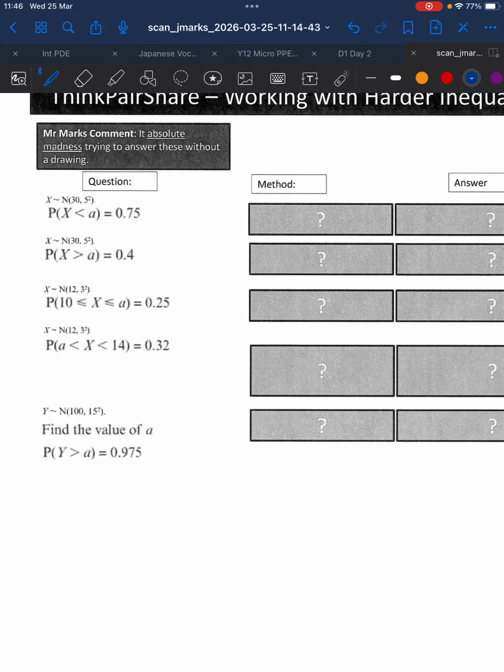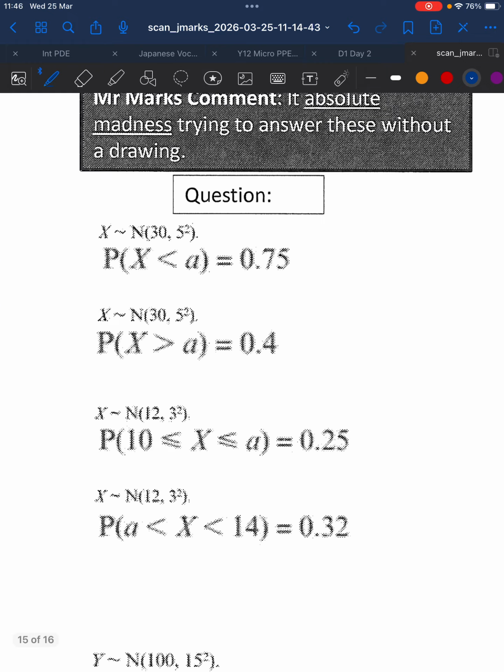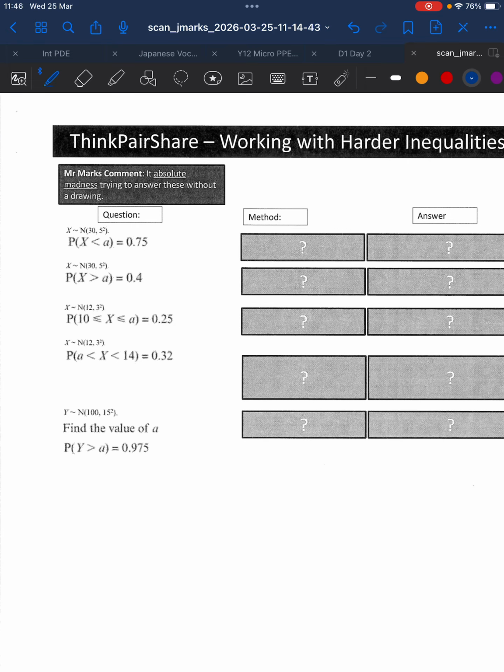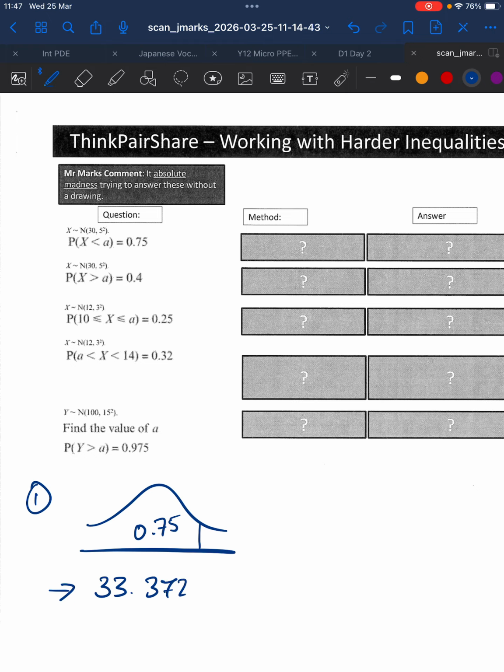Diagrams are absolutely something that you would want to draw for these ones here. So we've got 30 and 5, 30 and 5, 12 and 3. And let's have a go. So for number 1, it says less than it is 0.75. Okay, so, you can just use the calculator straight away for that one. 33.372... So we tend to write lots and lots of decimal places, and then underneath we round it afterwards. That's the way to do it, really. So that's your first one.